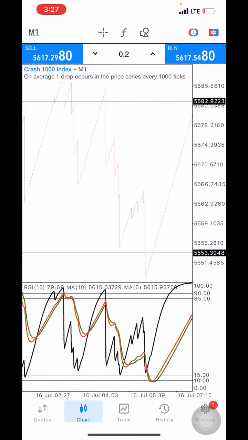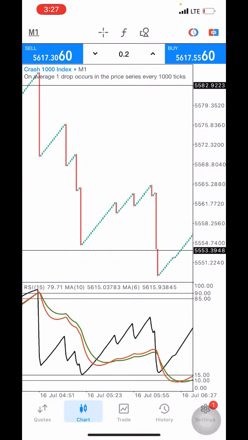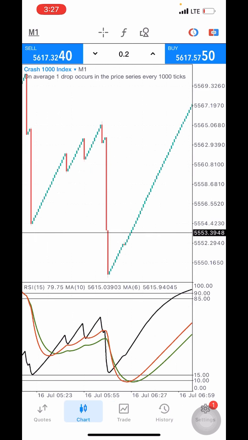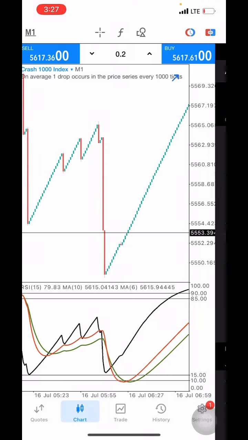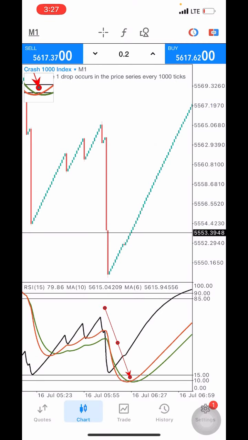Now you're waiting for the market to touch this line, on your lower time frame, the 1 minute time frame. And once the market touches this line, you're looking at your indicator window. In this indicator window, you see the RSI around this level 15, at least touching or very close to level 15.